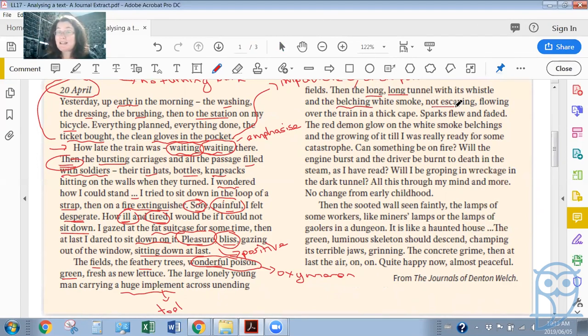Not escaping, flowing over the train in a thick cape. So they're in the train, this smoke is not coming out of the tunnel, or it's not escaping into the air like it was before. Now it's in the tunnel and it's building up.